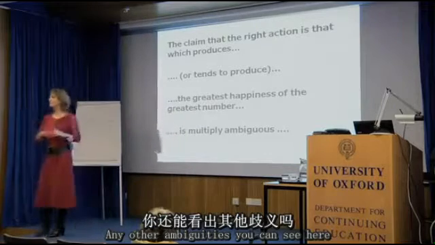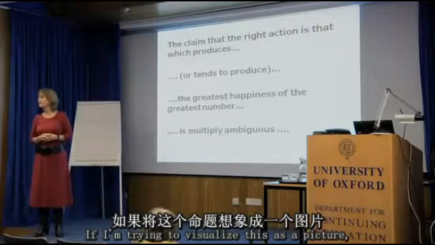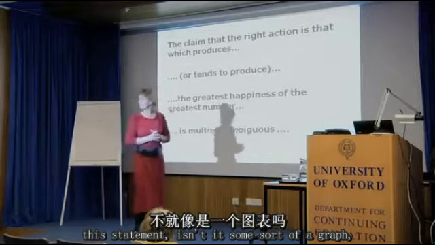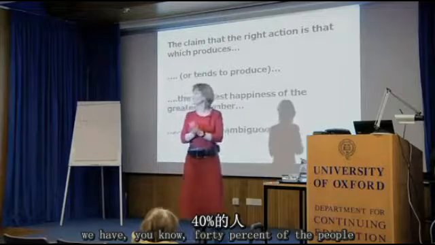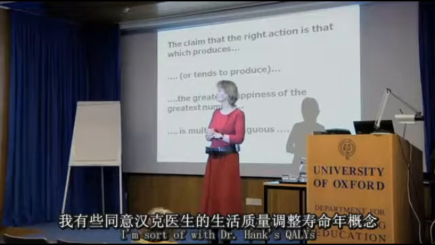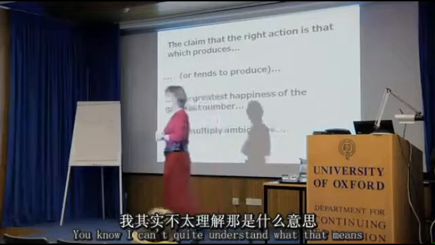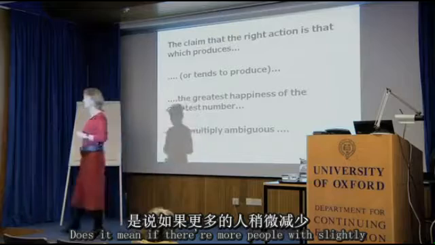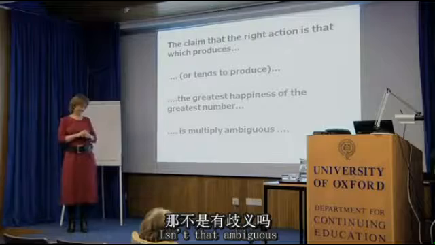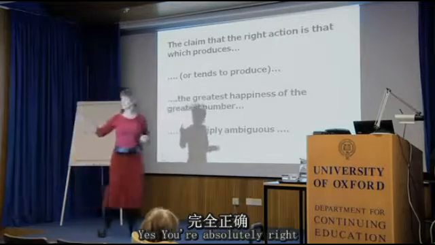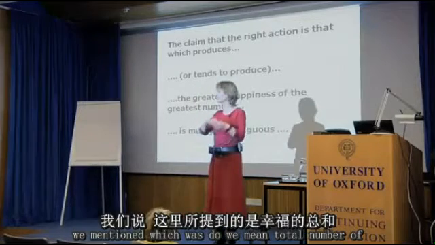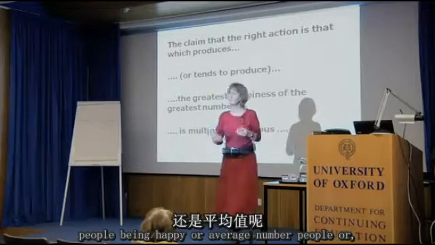Any other ambiguities you can see here? If I try and visualise this as a picture, this statement, isn't it some sort of a graph? Please think of visual imagination. If we have 40% of the people being 80% happy, I'm sort of with the doctor here and his colleagues. I can't quite understand what that means. Does it mean if there are more people with slightly less happiness, it's better than slightly fewer people with slightly more happiness? Isn't that ambiguous? Yes, you're absolutely right, but that goes back to the first ambiguity we mentioned, which was, do we mean total number of people who are happy, or average number of people, and so on.